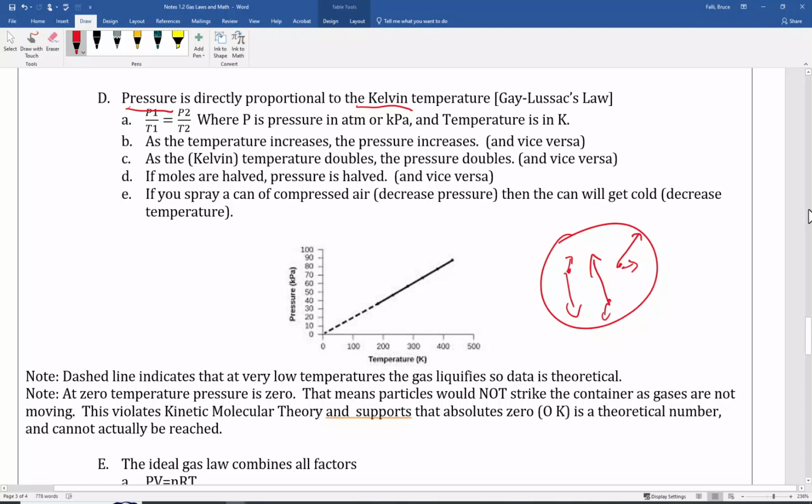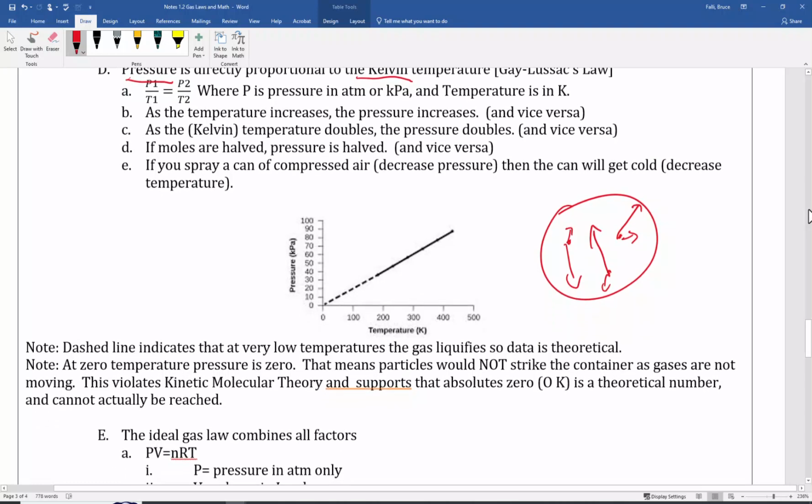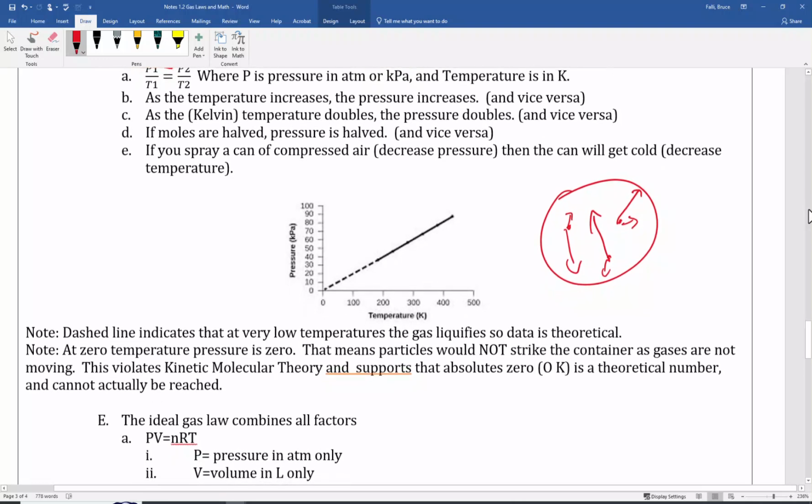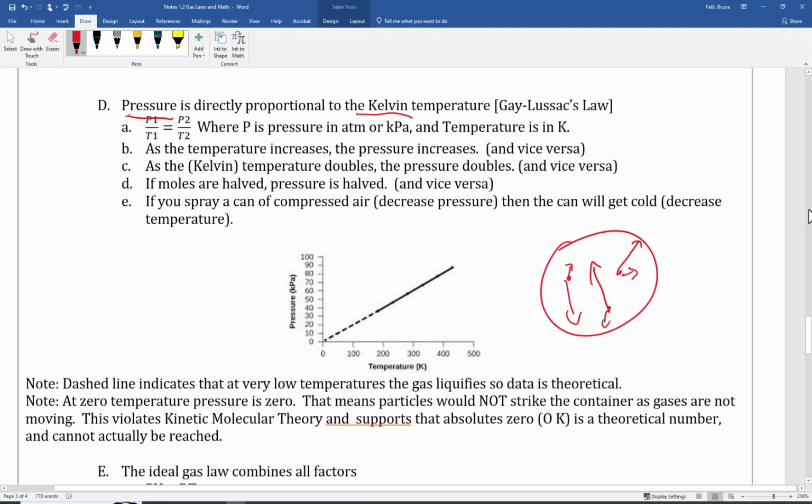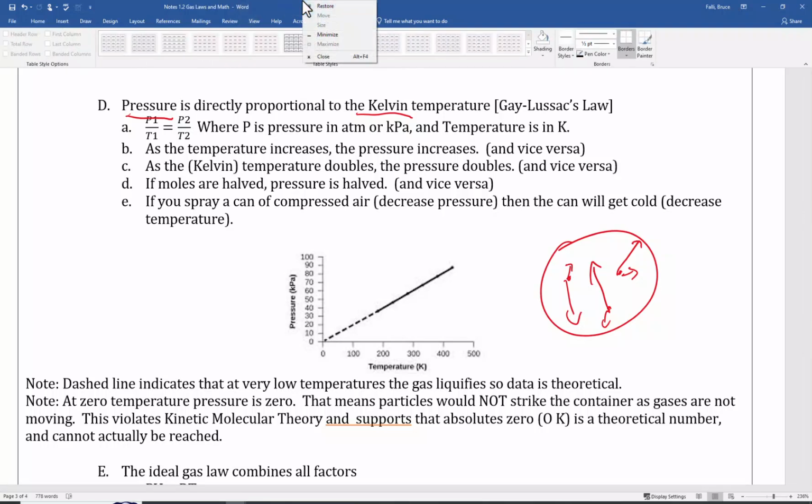I think I grabbed an old one of this where it's got, as temperature doubles, the pressure doubles, et cetera. Okay. I'm going to read this because I think I made a boo-boo. I grabbed my old draft of it. So pressure is directly proportional to temperature. So I think I accidentally have moles in here, right? As the temperature increases, pressure increases. As Kelvin temperature doubles, pressure doubles. If moles are halved, that doesn't belong here right now, right? All right, does that kind of make sense?